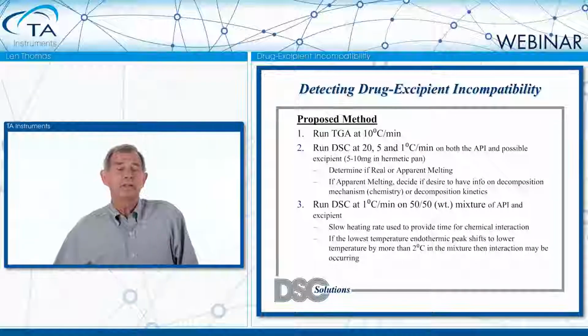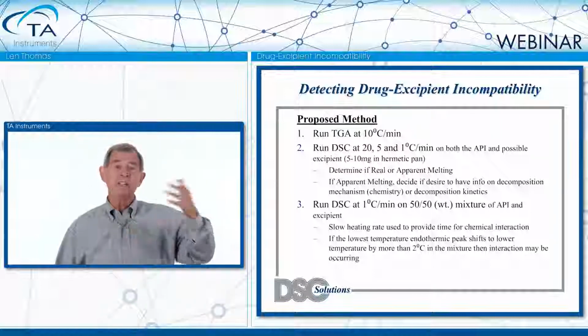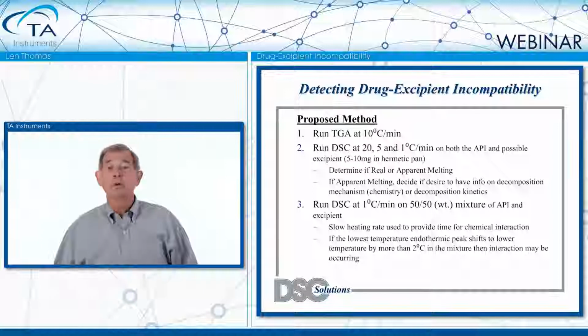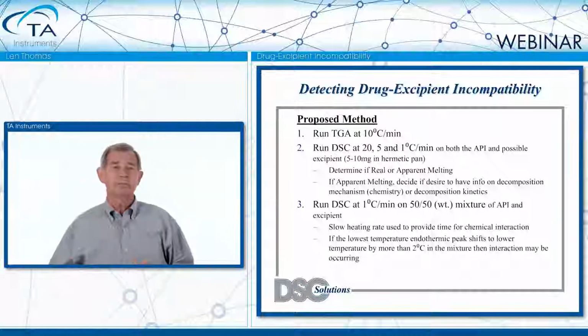Okay, the proposed method that we're using here involves 3 steps. One is thermogravimetric analysis, TGA. In the next slide, I'm going to talk about what we're looking for with the TGA. We're also going to do DSC on the drug and the excipient at multiple heating rates. And you know why we're using multiple heating rates based on apparent melting, and that was thoroughly discussed in the previous webinar, but I'll just give you some examples here today just to refresh your memory.